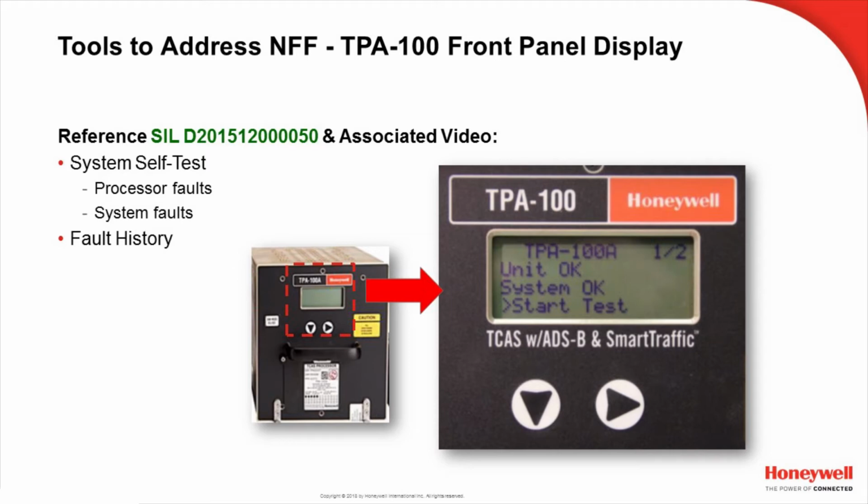that on hand. It will show you how to perform a TCAS system self-test and how to determine if a fault is a processor fault, in which the processor would indeed need to be removed and replaced, or if it's a system fault, which calls for us possibly replacing a radio altimeter.